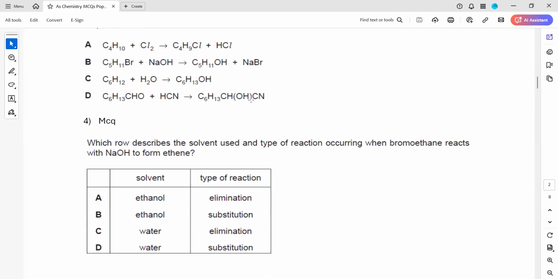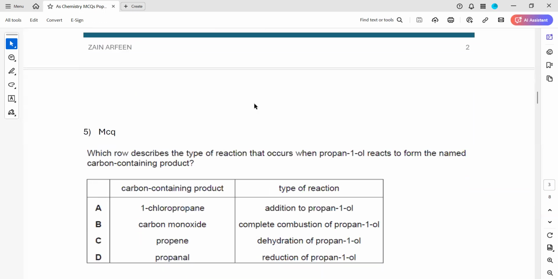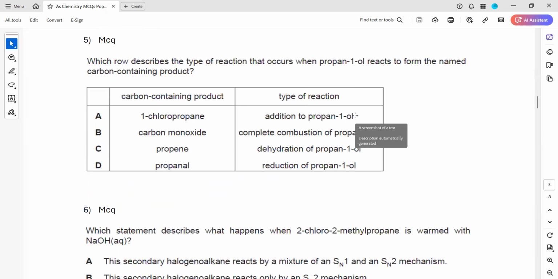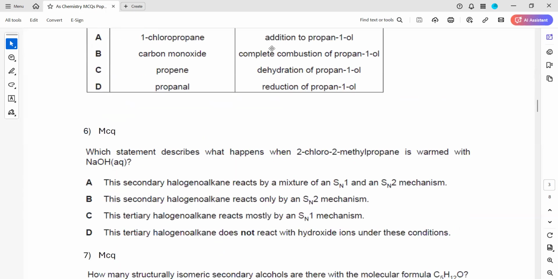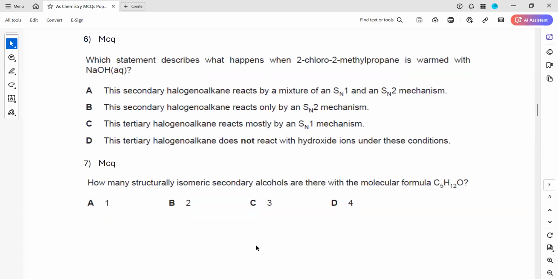Question 3, 4, any doubt? Question 5, any doubt? Question 6, okay. In question 6, which statement describes what happened when 2-chloro-2-methylpropane is warmed with sodium hydroxide?